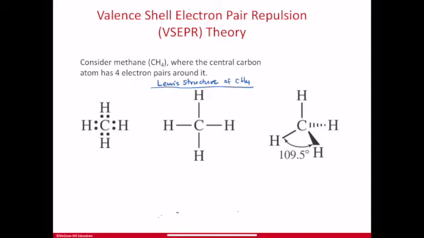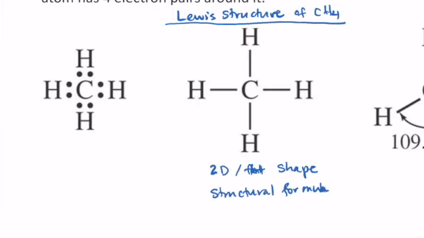So when you have a Lewis structure, that is actually a two-dimensional, or 2D, or a flat shape. It's also called the structural formula, and it is simply the atoms and how they're bonded. So this is another version of the Lewis structure on the left. And what this shows are the bonds. So a single bond is two shared electrons.